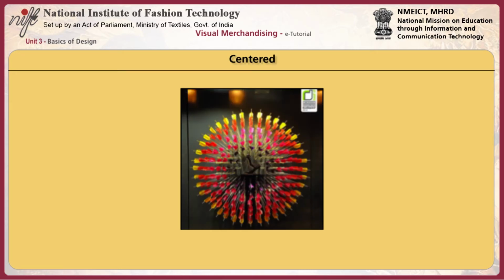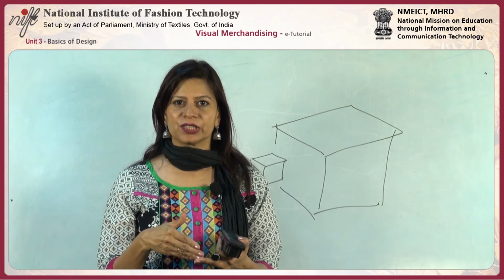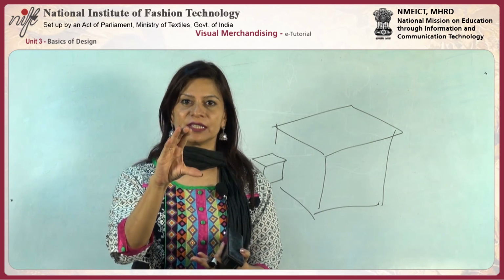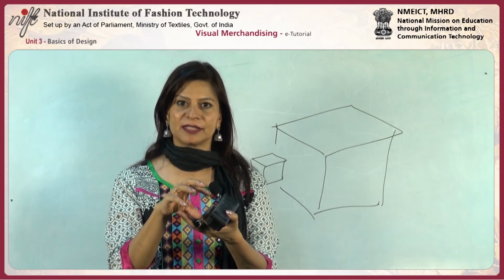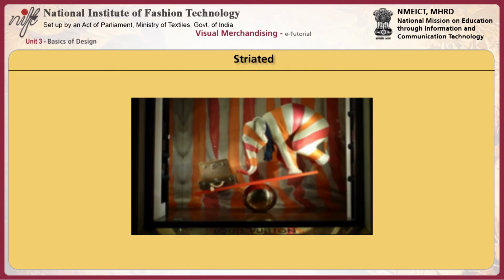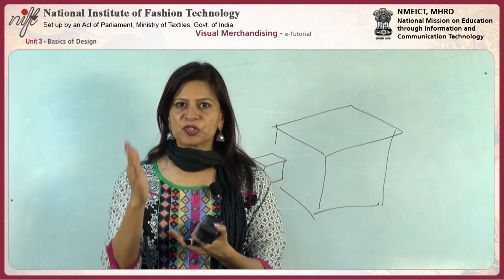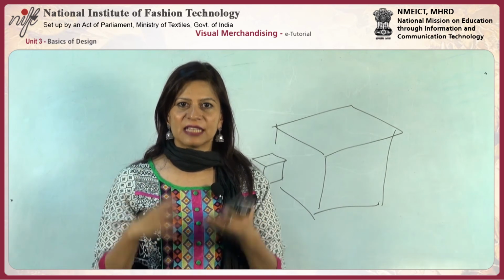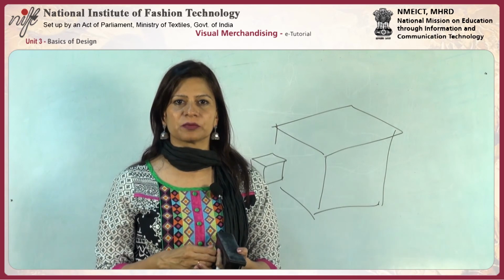Centered, as we were discussing the Louis Vuitton store's window, this picture shows how a display can be at the center. All the arrows are focusing at the center and there is only one merchandise on which the focus has been created. So, the centered focus shows the merchandise. Next, coming to striated, as you can see in the image, this is a striated display. That means you have stripes on the display and that creates the emphasis on the window.